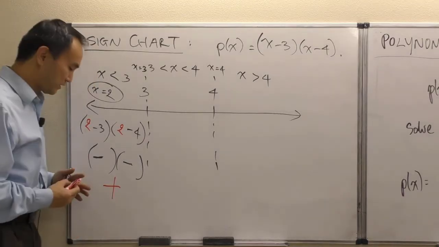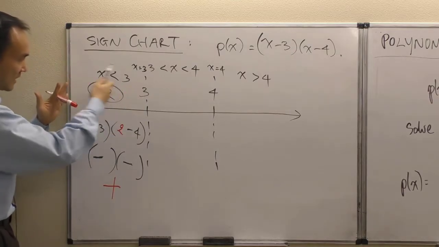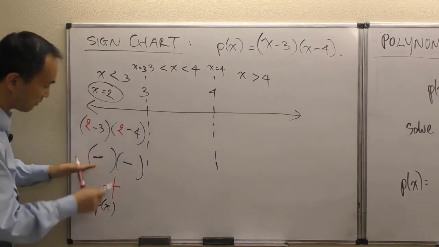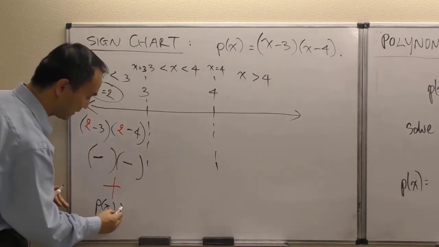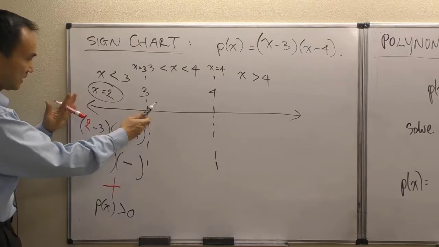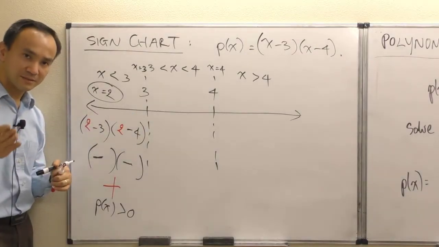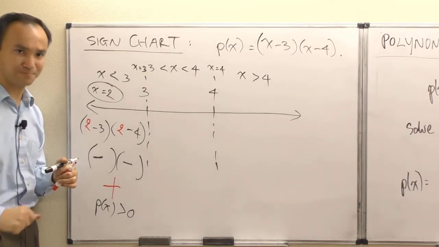All right, so this positive here tells me that in this interval for x less than 3, my polynomial, because the polynomial is the product of these two factors right here, has to be positive in this interval. That's how it is. Okay, let's do that again. And the sign check will never go wrong for any problem.